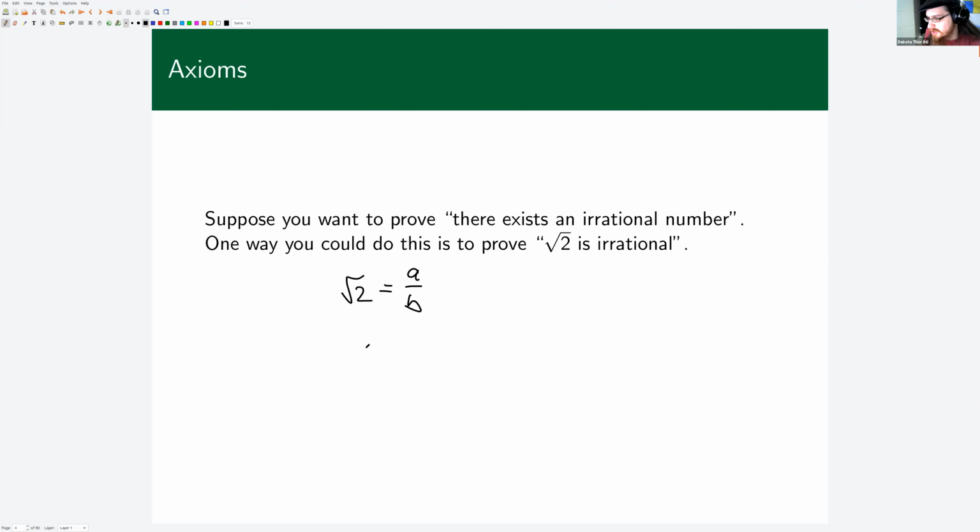And then you do some argumentation. 2 is a squared over b squared, 2b squared equals a squared. And this means that a squared is even, which means that a is even. And then you replace a with 2c because it's even. You can write it as 2 times something. And you do some more argumentation, and you get that a and b must have both been even, which contradicted your assumption that they were relatively prime. Okay, so that's how the proof usually goes.